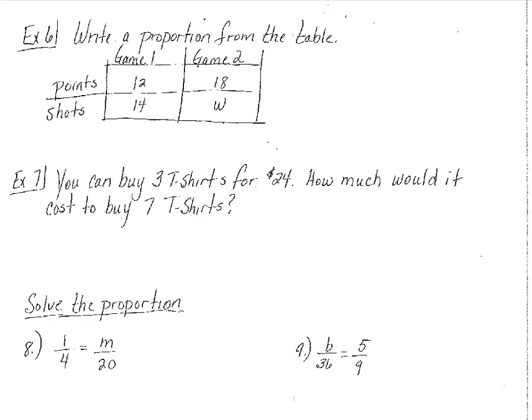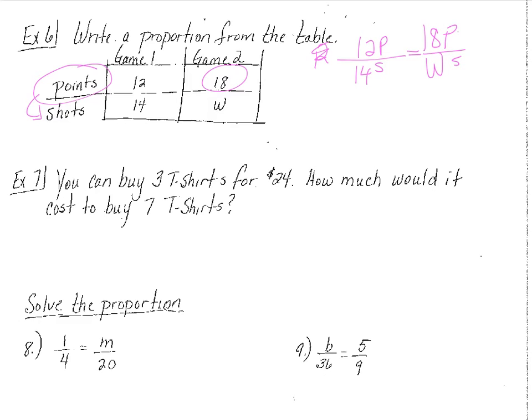All right, example 6, it says write a proportion from the table. As long as you are consistent, if I see over here points and shots for game 1, I'm going to put 12 points for game 1 over 14 shots. That has to equal points over shots. Well, we know 18 is points, and we put it over W, which is shots.